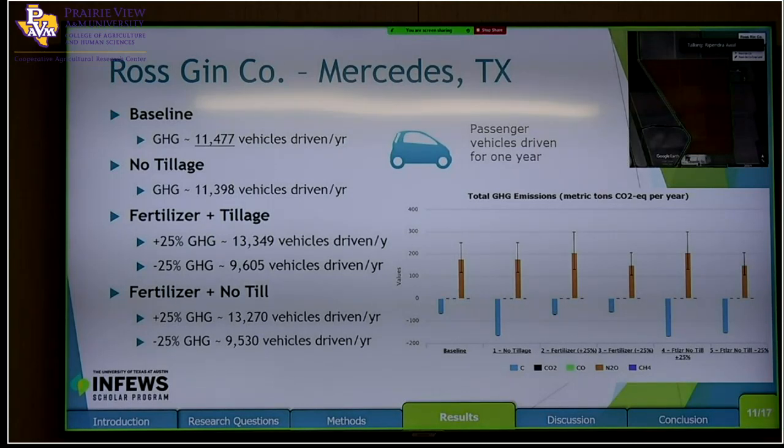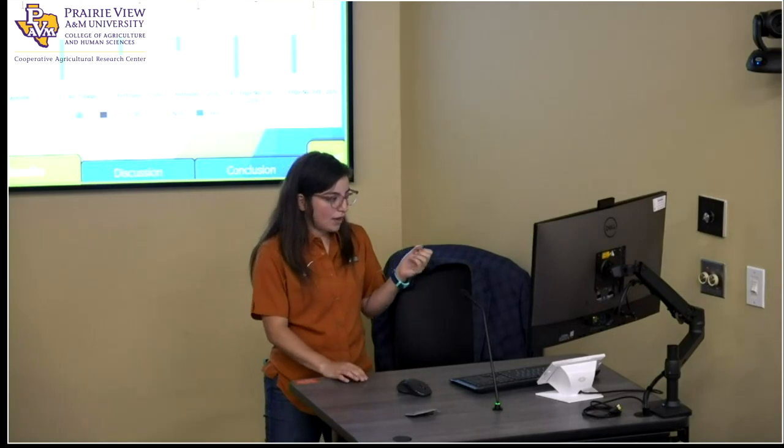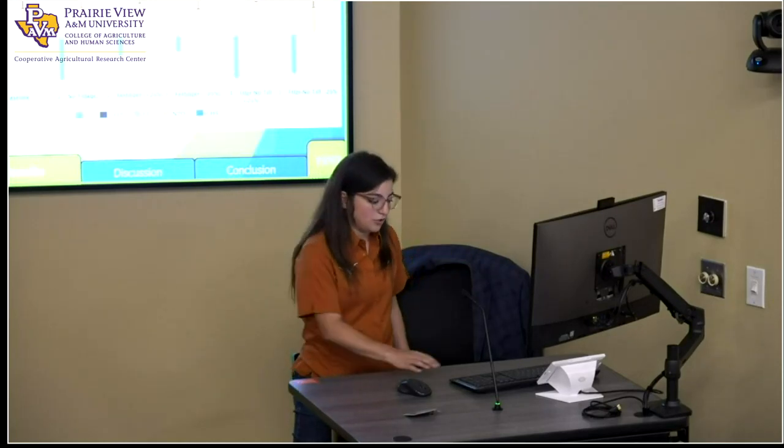So with no tillage, you see a slight decrease to 11,398 vehicles driven per year. But once you start adjusting the fertilizer requirements, that's when you start seeing the drastic changes. When you have conventional tillage and then subtract 25% fertilizer, you get a really big decrease in net greenhouse gas emissions. It's the same if you take away 25% fertilizer in the no-till situation.